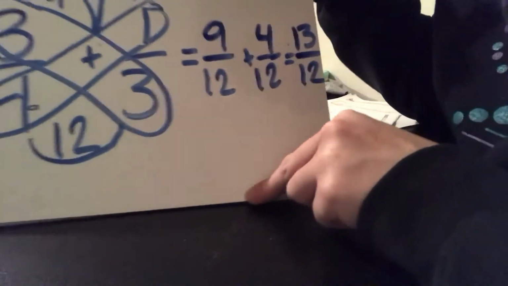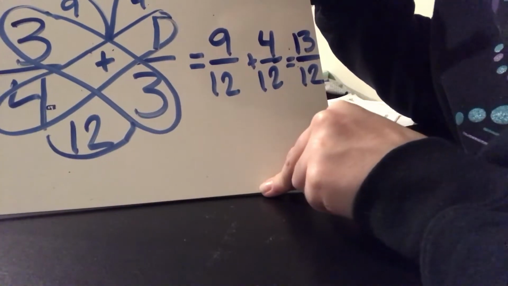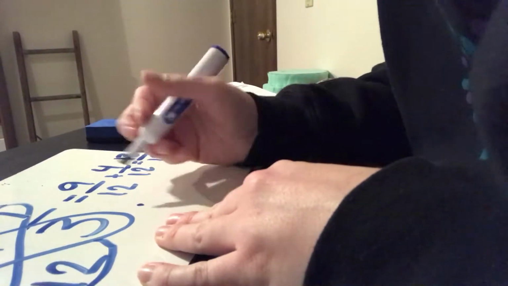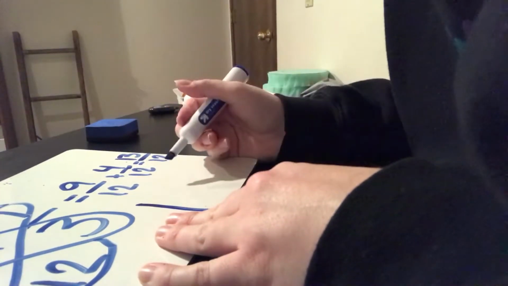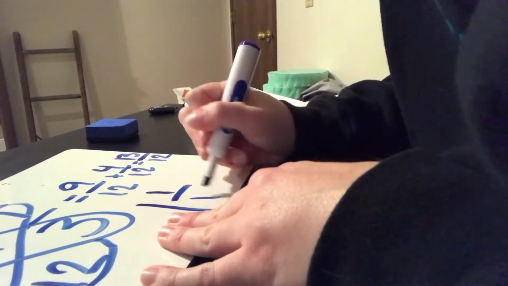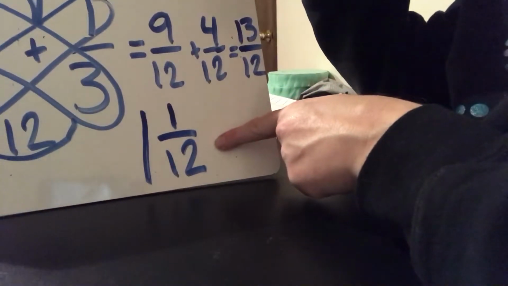Uh-oh. 13/12, an improper fraction. I'm going to go ahead and turn that into a mixed number. How many times does 12 go into 13? Goes into 13 one time. How many are left over? So 13 minus 12 is 1. Your answer is 1 and 1/12.